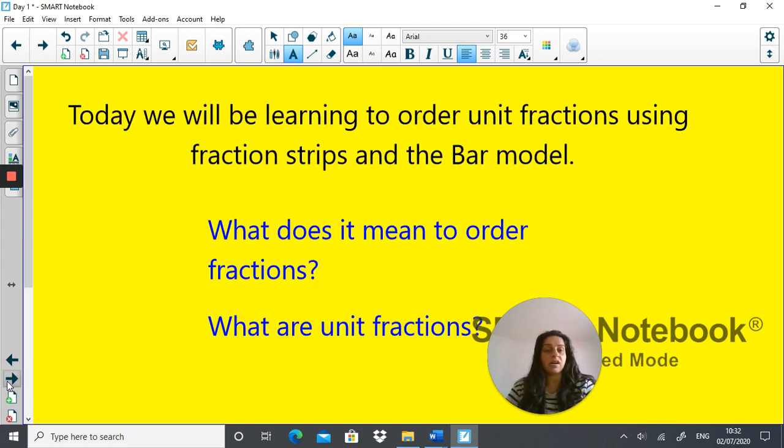So before we start learning about how to order unit fractions using fraction strips and the bar model, think about these two questions. What does it mean to order fractions, and what are unit fractions? Have a little think about that first. So when I talk about ordering fractions, what I mean is ordering them from the smallest to the largest, and the largest to the smallest, just putting it in order in the correct position they should be in. And unit fractions, as we know, are the numerator is 1. So any fraction that has a numerator which is 1 is a unit fraction. And we've looked at this before as well.